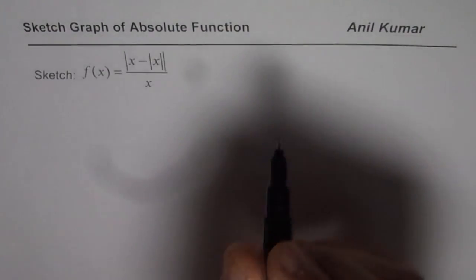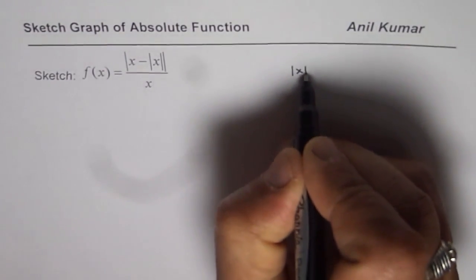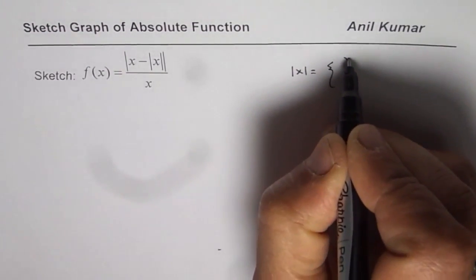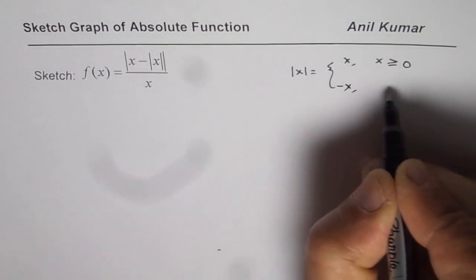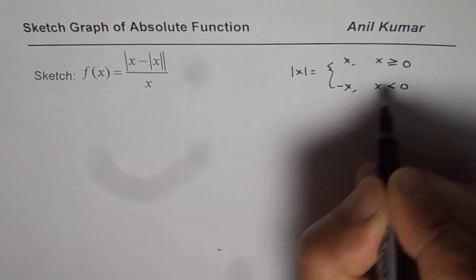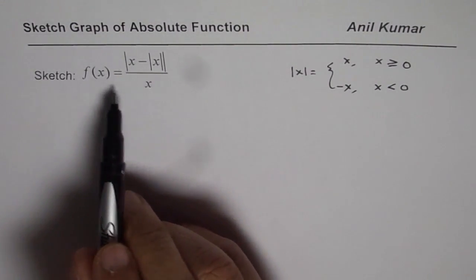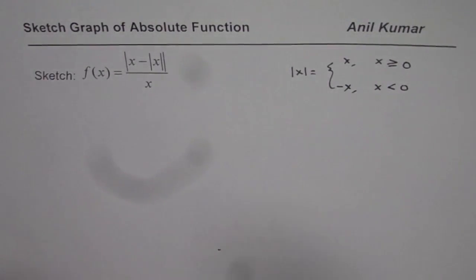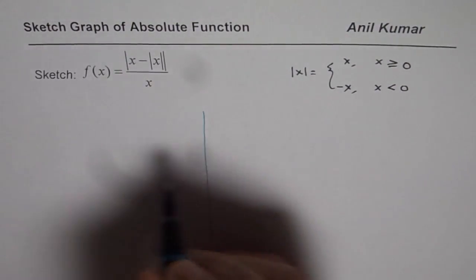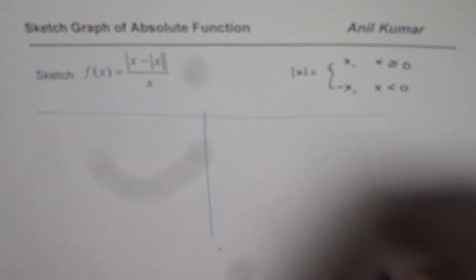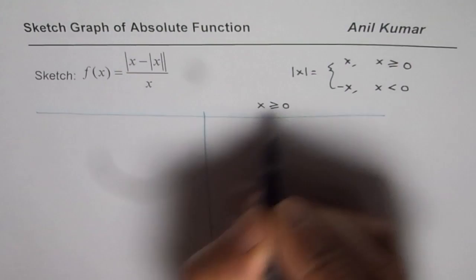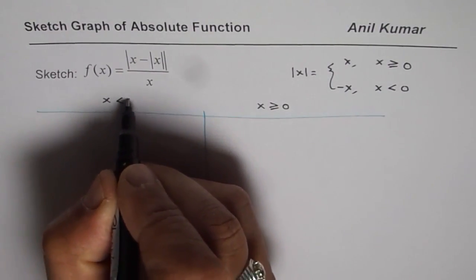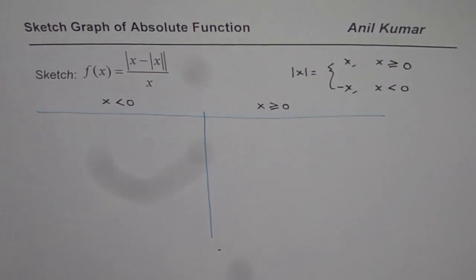What is the absolute value of x? The absolute value of x is defined as x if x is greater than or equal to 0, and minus x when x is less than 0. That is to say, now we can rewrite this function as a piecewise function. So we'll consider two pieces here: one when x is greater than or equal to 0, and the other when x is less than 0. So these are the two parts.